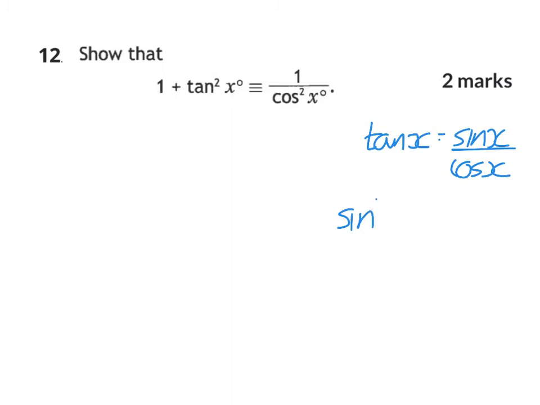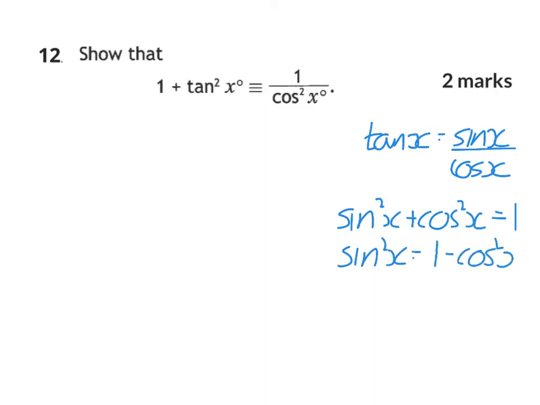We should remember that sin squared x plus cos squared x is equal to 1. Okay, and from there you can see that sin squared x is 1 minus cos squared x, and you can see that cos squared x is 1 minus sin squared x.